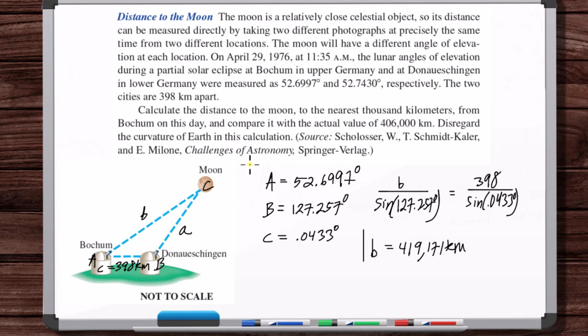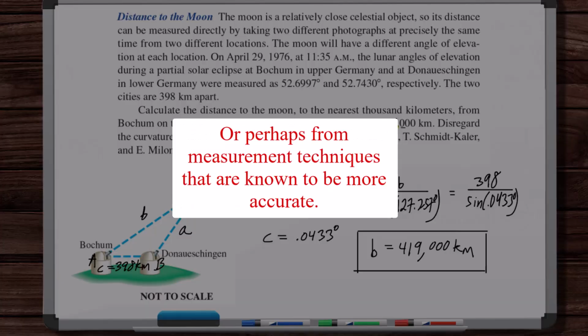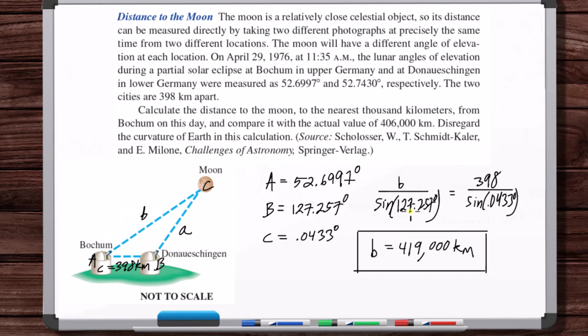Oh, well, wait. No, they wanted it rounded to what? The nearest 1,000 kilometers. So round to the 1,000th place. So 419,000. Okay, now compare this to the actual value of 406,000. I guess they measure the actual value from some spot on the equator, maybe. And yeah, it's pretty close. The actual value being 406,000.